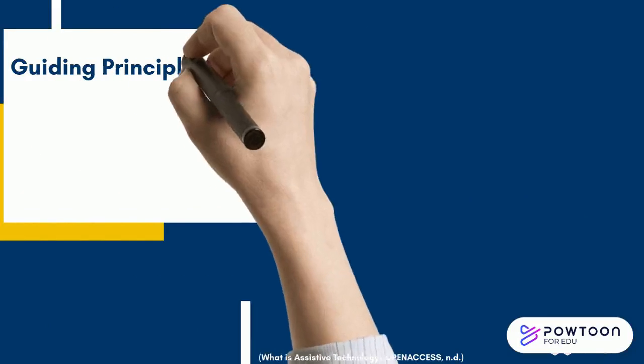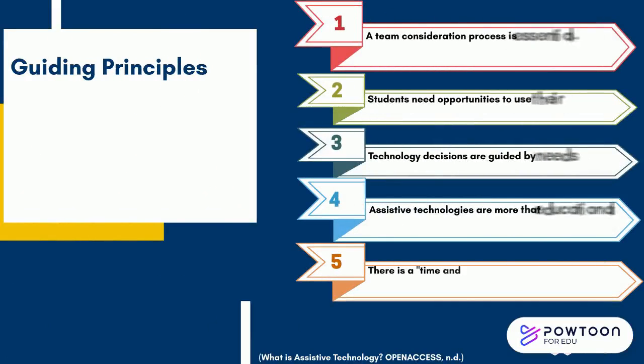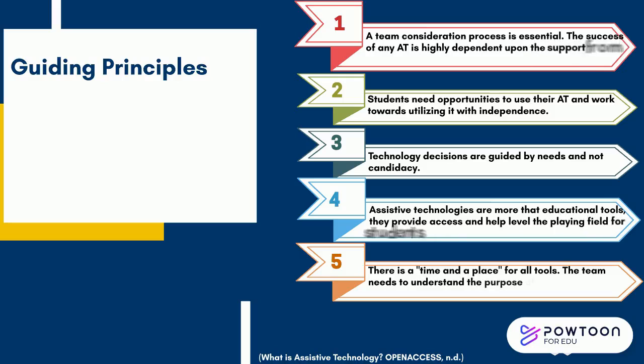The guiding principles for assistive technology. 1. A team consideration process is essential. The success of any AT is highly dependent upon the support from the student's IEP team. Number 2, students need opportunities to use their AT and work towards utilizing it with independence. Number 3, technology decisions are guided by needs and not candidacy.